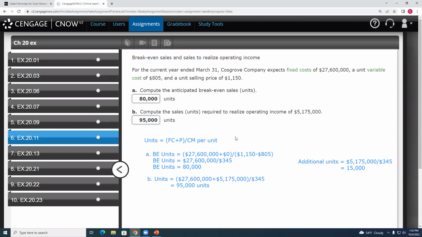So as we finish up this exercise, my warning is just make sure you read what the question is asking, because part B could have said, compute how many additional units you would need to make to realize that operating income. And so the answer would have been just the 15,000 beyond the break-even point. This is asking the total units, but you need to be careful that you recognize what exactly is being asked.